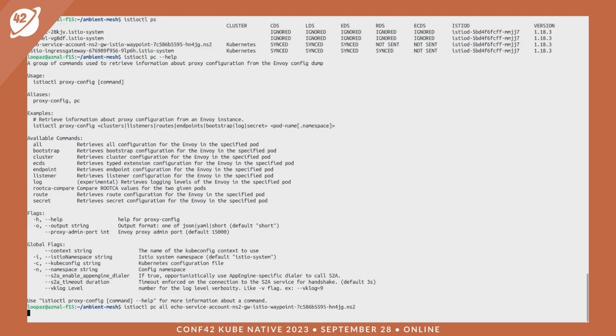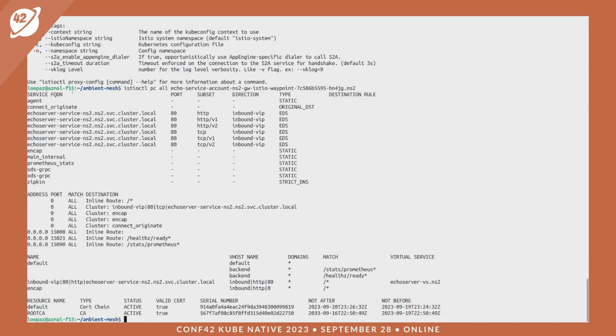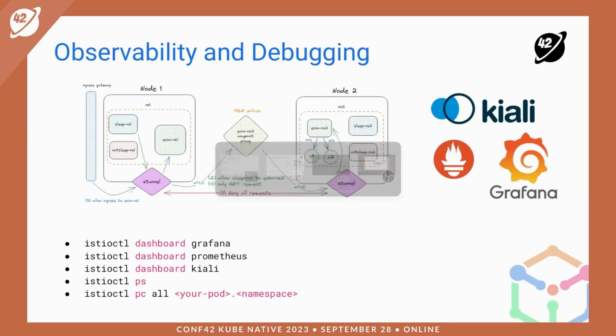So let's see what we are getting. So we can see that we are getting an entire overview of all the fully qualified domain name services it has, what ports they listen on, what the direction of the traffic is, and also what virtual services you are using for this particular inbound. So this is a pretty handy tool for you to debug, and it also gives information about the root CA as well, as you can see here. So you can also play around with this, and istioctl is a very powerful tool for you to debug as well. So that's all for the observability and debugging.